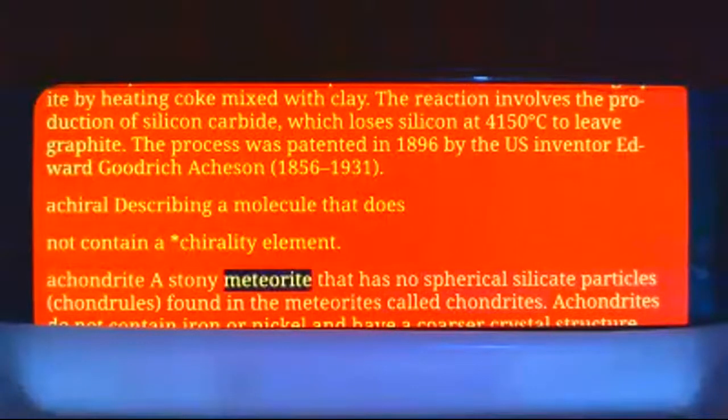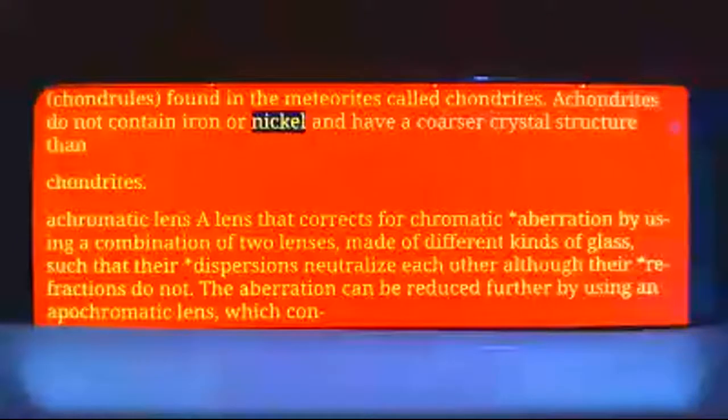Achondrite, a stony meteorite that has no spherical silicate particles, chondrules, found in the meteorites. Achondrites do not contain iron or nickel and have a coarser crystal structure than chondrites.